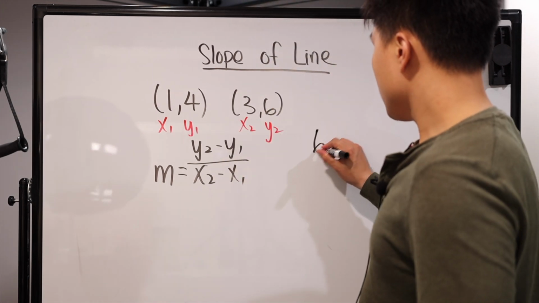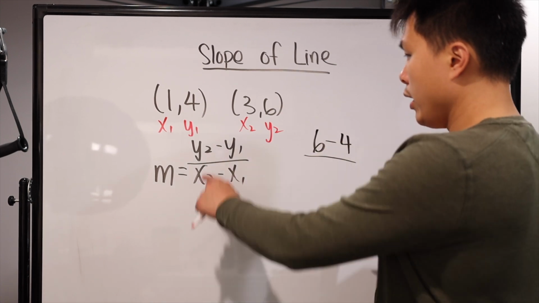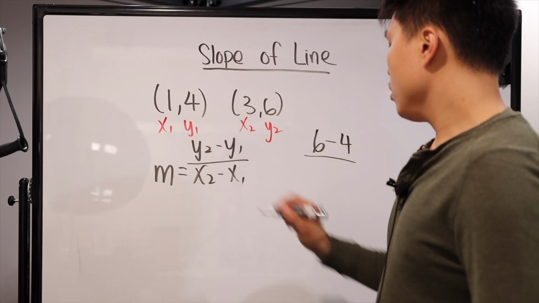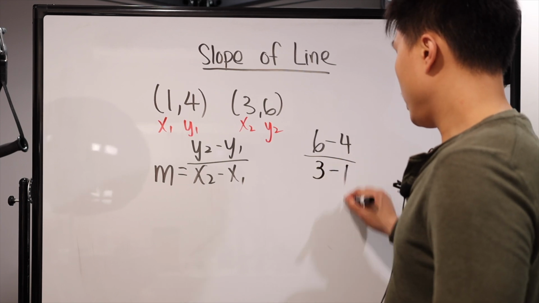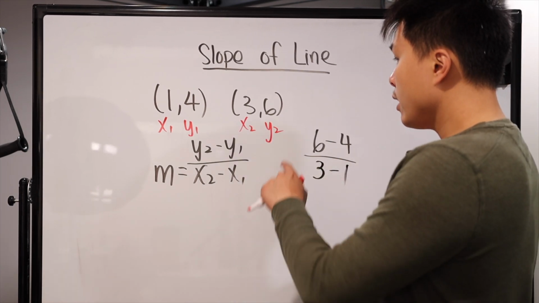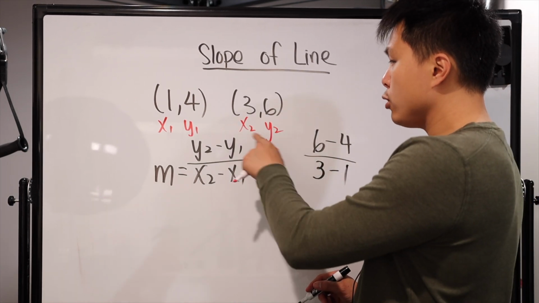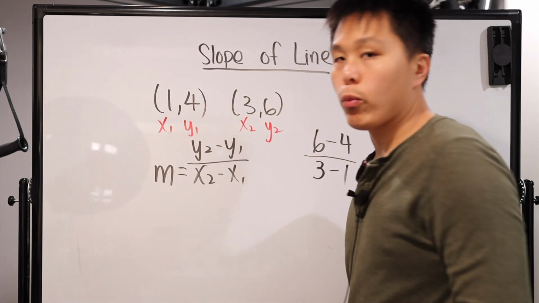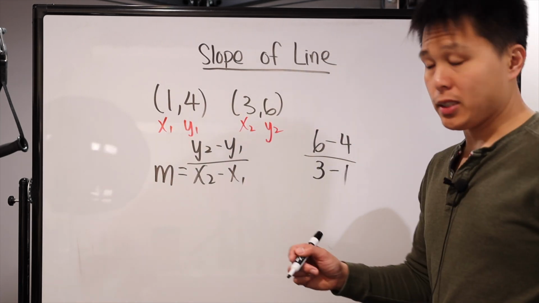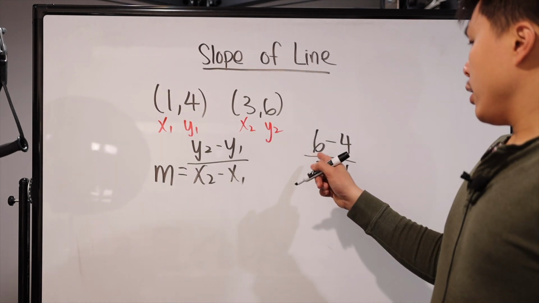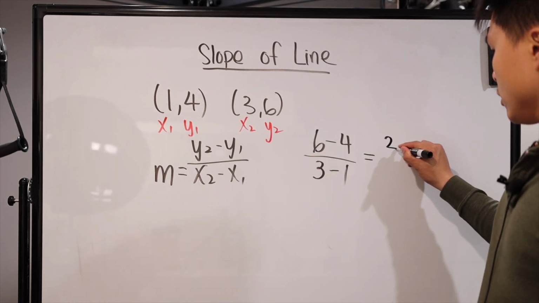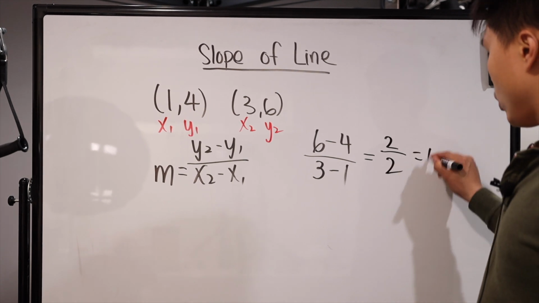So that would be 6 minus 4, right? 6, 4, and then it's going to be 3 minus 1, right? So once again, because I said this is y2, this must be x2, vice versa. If I say this is x1, this must be y1. Don't swap it around or you're going to mess it up, right? So there it is, y2 minus y1, x2 minus x1, that is 2 over 2, which is 1.